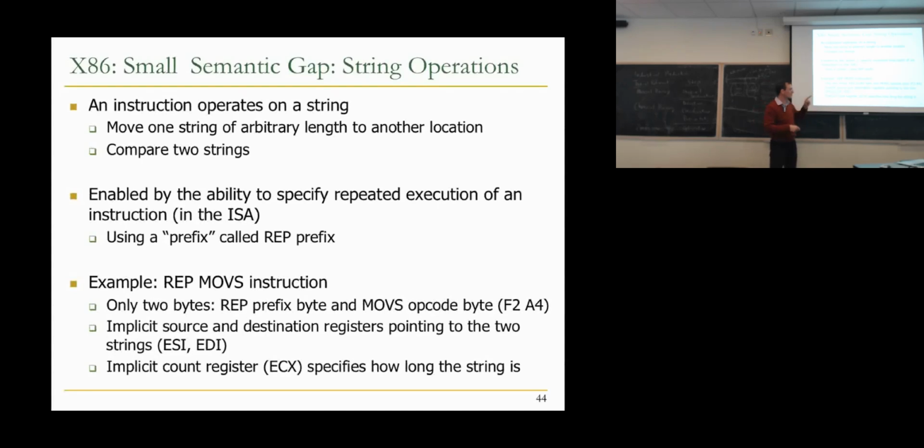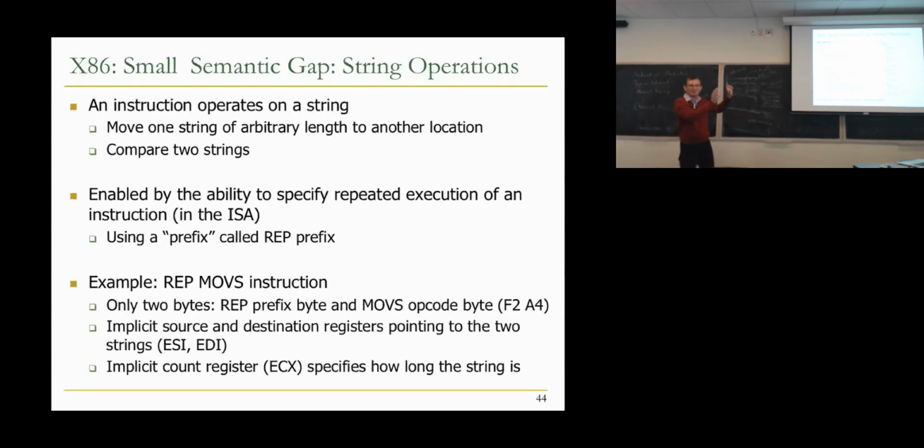ESI, source pointer to the source string. That's the register that contains the memory location of the beginning of the source string. EDI points to the beginning of the destination string. And you have an implicit count register that specifies how long the string is, how many elements you need to copy. That's it, ECX. And that's your instruction. And this is how it operates. This is from the x86.